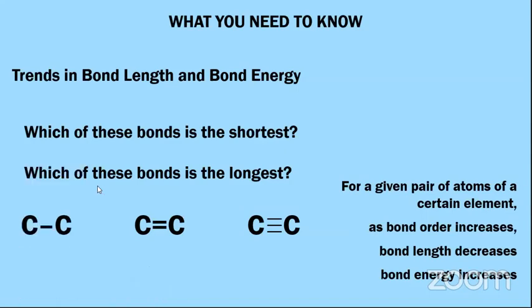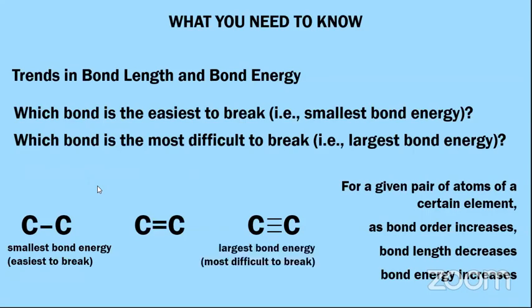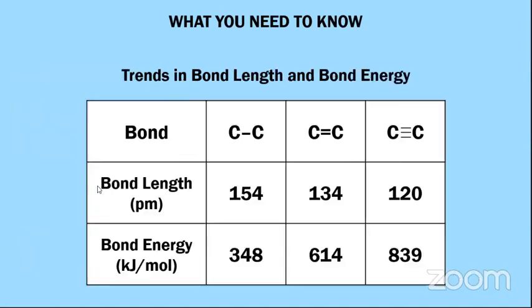So hopefully it makes sense to you that the triple bond is not only the shortest bond length, and the single bond the longest, but in terms of energy, the triple bond should be the one that's most difficult to break. So it's easiest to break that single bond and more difficult to break the triple bond between carbon. Let me go ahead and show you the data and you can process that. So here we're looking at bond length for carbon, single, double, triple, getting shorter, and bond energy increasing.